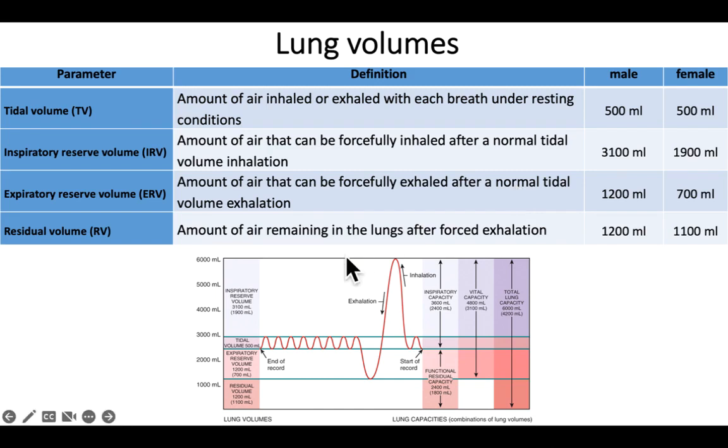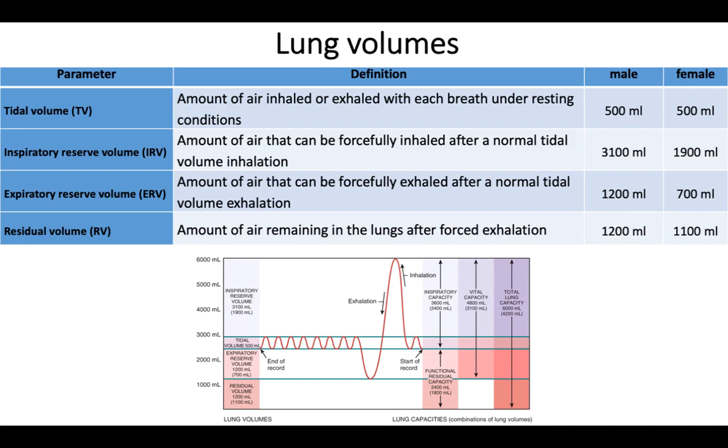So if you think about this, the reserves are what you have basically on reserve if you need to. When you're quietly breathing, like you probably are right now, you're inhaling, exhaling, inhaling, exhaling. What you have on reserve is however much you can inhale above that, and then however much you can exhale below that. Whatever stays behind, you can't completely exhale and completely empty the lungs.